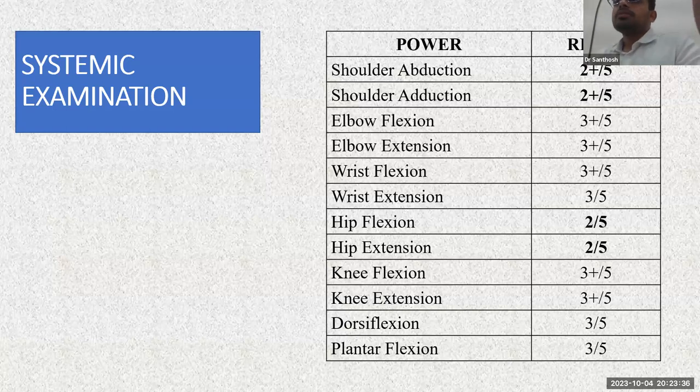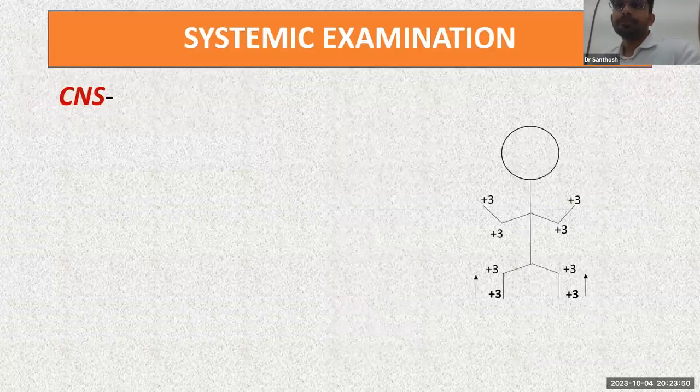Coming to the power, shoulder abduction and adduction was 2+, elbow flexion and extension was 3+, wrist flexion was 3+ and extension was 3. Hip flexion and extension was 2/5, knee flexion and extension was 3+, and dorsiflexion and plantar flexion was 3/5.